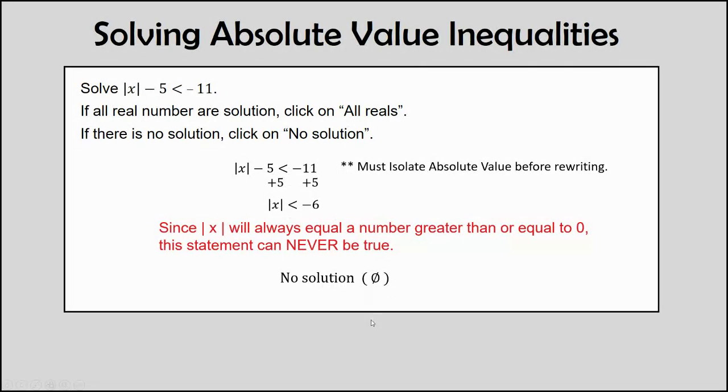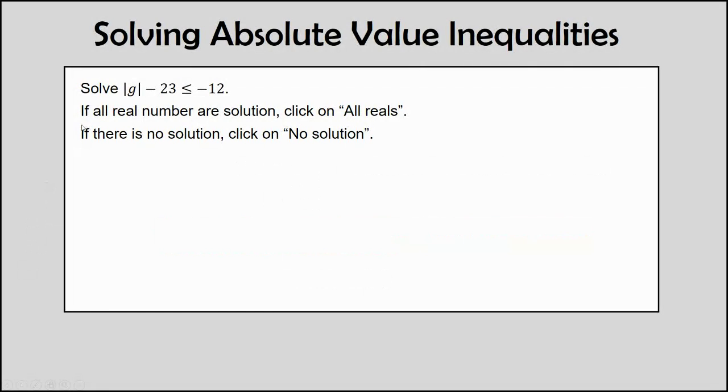It's the empty set. So once I have my absolute value isolated, you need to take a look at this number. And we need to look at what this means. Less than negative 6 can't happen. So this is a case you got to keep an eye out for. Again, these instructions up here, this is why it's there. Okay. Let's look at another one here. Absolute value of g minus 23 is less than or equal to negative 12. Now, one thing you can't do is jump to conclusions, say, whoa, we got a negative number over here, so this one doesn't work.